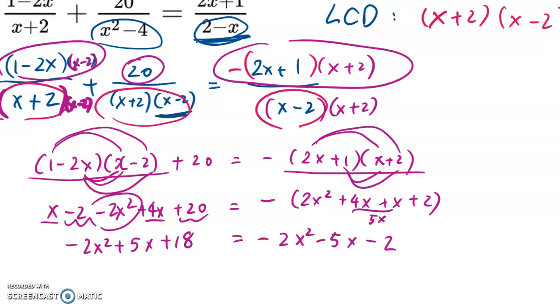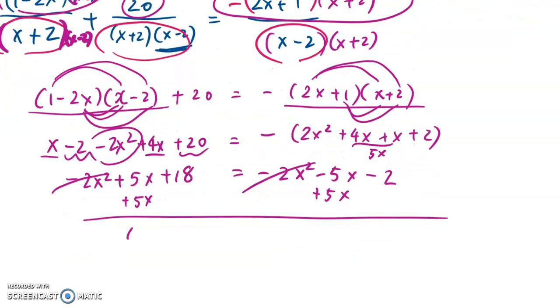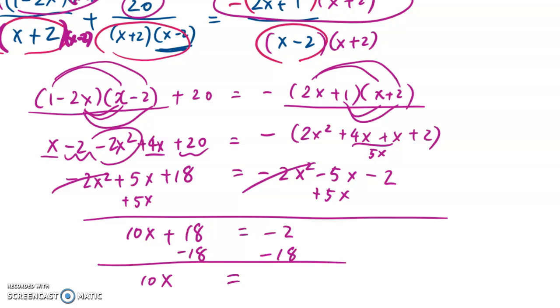Now I can cancel out the negative 2x squared on both sides. Now it is a linear equation. What we will do is move all the x terms to one side and all the numbers to the other side. So I'm going to add 5x on both sides. That will give me 10x plus 18 equals negative 2. Now I'm going to subtract 18 on both sides. So 10x equals negative 20. Divide both sides by 10. I have x equals negative 2.